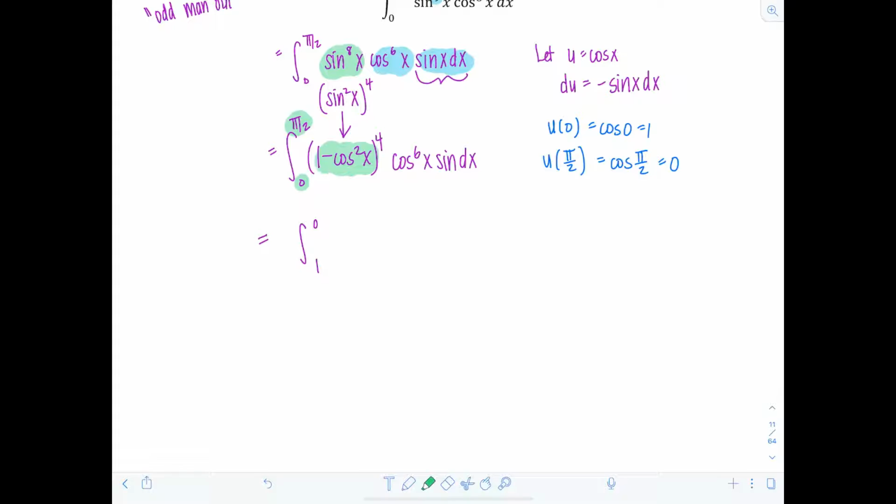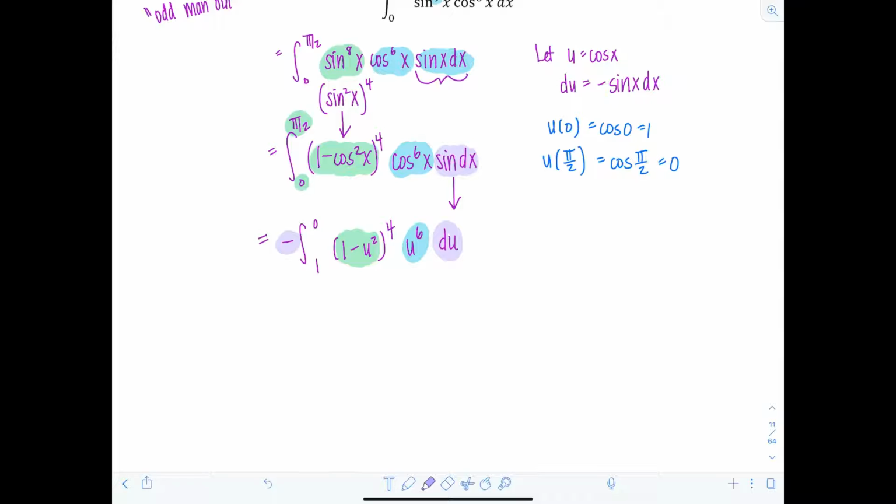1 minus cosine squared is going to become 1 minus u squared. Okay, let's matchy-matchy with the color so you see what's going on. Raised to the 4th. Cosine raised to the 6th of x. Remember, u is cosine of x, so this is going to be u raised to the 6th. And then sine of x dx, that's going to be negative du. I'm going to put the negative out front. Okay, let's keep track of what happened here. Sine of x dx is negative du.